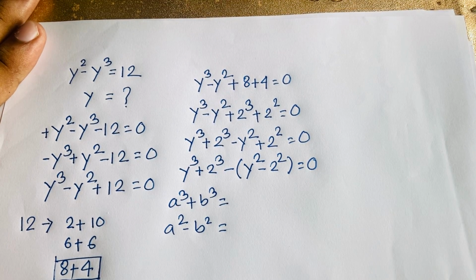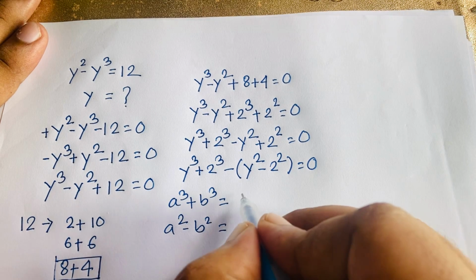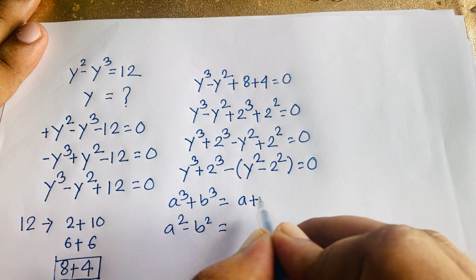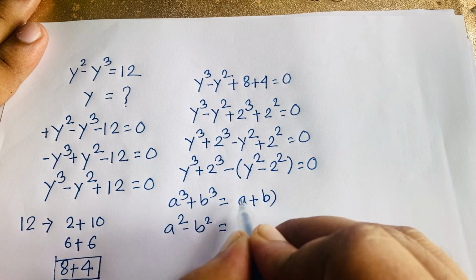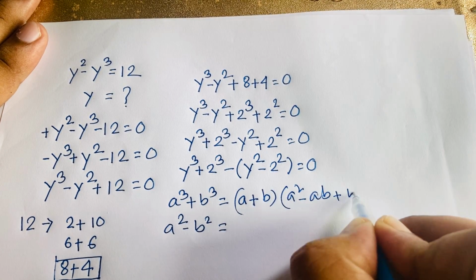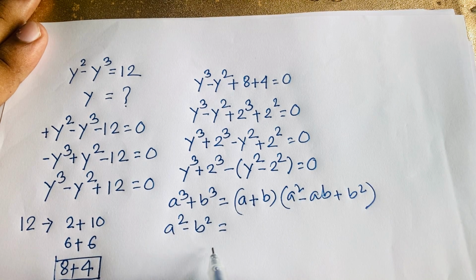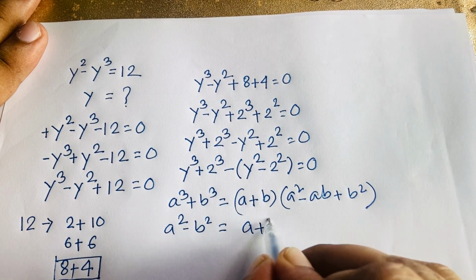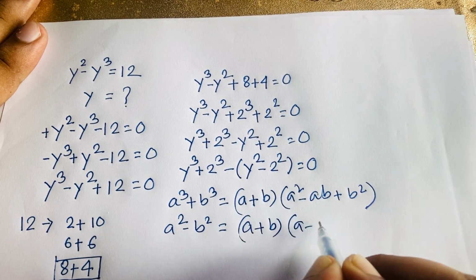Now we know that a cube plus b cube is a plus b times a square minus ab plus b square. And a square minus b square is a plus b times a minus b.